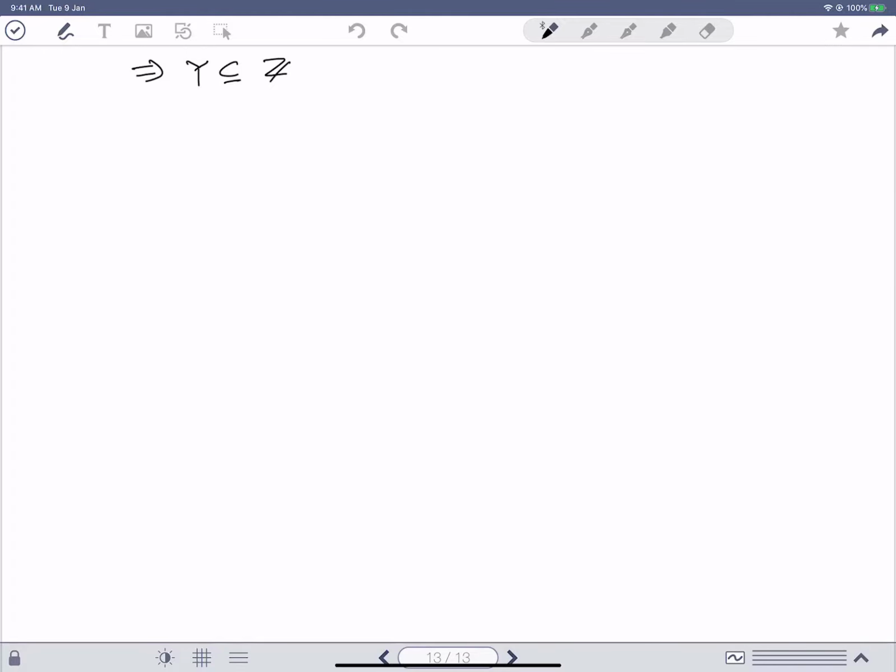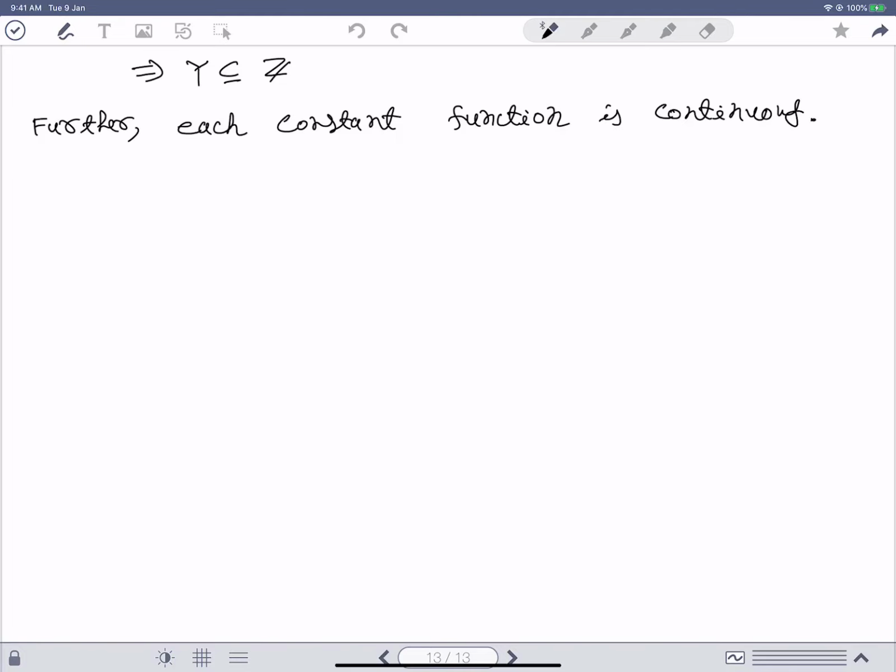Now also we know that a constant function is continuous. Therefore X is a subset of Y. Why? Because X is the collection of constant functions only, and Y is the collection of all the continuous functions from R to R. So X is a subset of Y is a subset of Z.